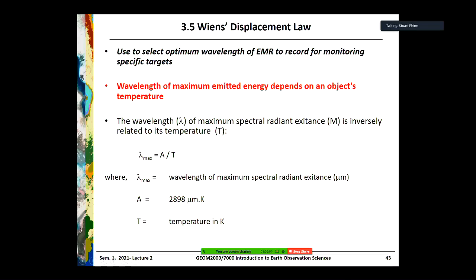So if you wanted to work out at what wavelength you were emitting energy, you essentially take a constant and divide it by your actual temperature in Kelvin. If you took the temperature of the Sun, which is around 6,000 K, and put that in the denominator, and on the top you put 2898, 2898 divided by 6,000 is about 0.48. So 0.48 micrometers is where most of the energy is coming from the Sun.